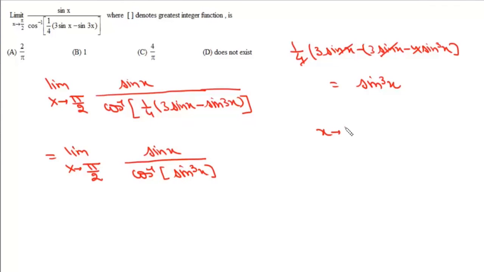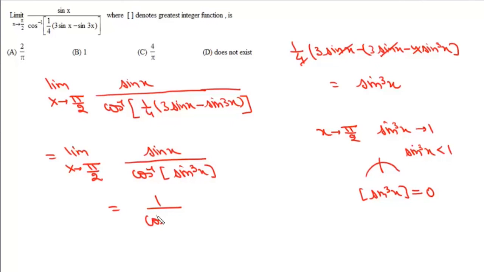Now when x tends to pi by 2, sin cube x tends to 1, but it is still less than 1 because it will be 1 only at pi by 2. So within the vicinity of pi by 2, it will be less than 1. So this sin cube x is nearly 1 but less than 1. In that case, the greatest integer function of sin cube x will be nothing but 0. So it will be sin pi by 2, which is 1, and then cos inverse 0, and cos inverse 0 is pi by 2. So the answer to this limit will be 2 upon pi, and that's your option A.